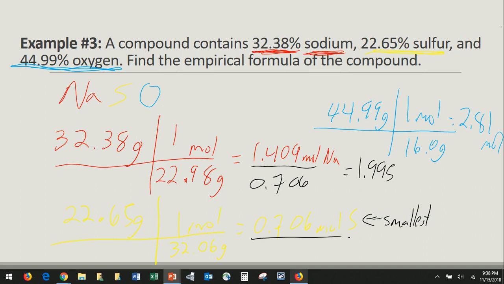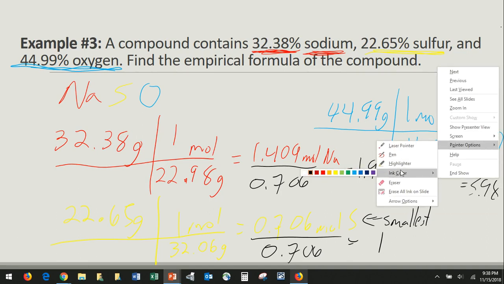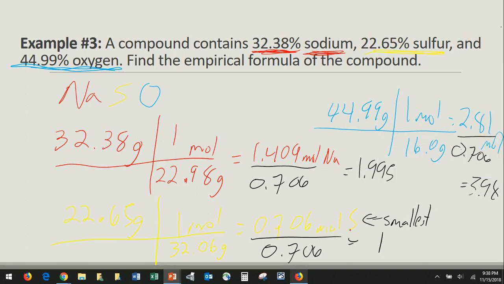All right, and then 0.706 divided by 0.706 equals 1, and 0.281 divided by 0.706 is equal to, for the oxygen, 2.81 divided by 0.706 is 3.98. All right, so now these numbers are the subscripts. So for sodium, the 1.995 is what goes down here. So we're going to call that 2.